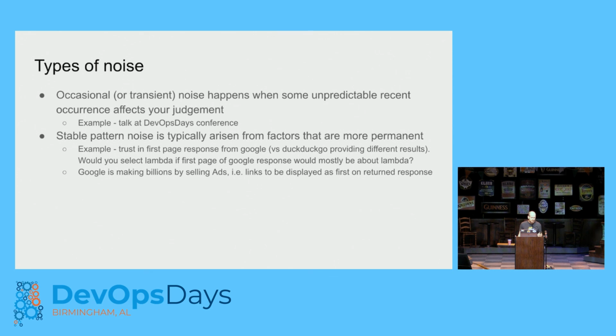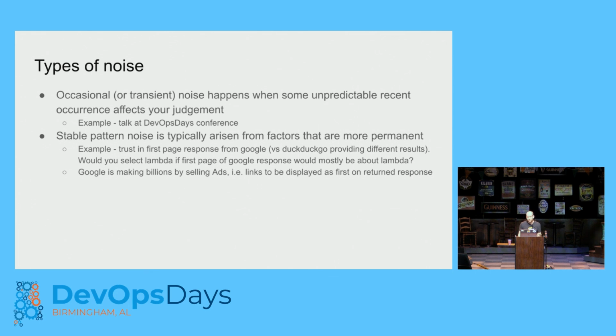And stable pattern noise arises from factors that are more permanent. For example, many people, I'm not going to ask to raise hands, but ask yourself, how many people actually trust the first page of Google response or the first page of Stack Overflow response? But that's the Google algorithm. That has nothing to do with the problem that you're trying to solve. Google has no idea what you're doing. At the same time, you would type in Maya with 3D rendering, and you're going to trust that Google will tell you, hey, you're supposed to use AWS Lambda on the first page. The second page might tell you to use EC2.